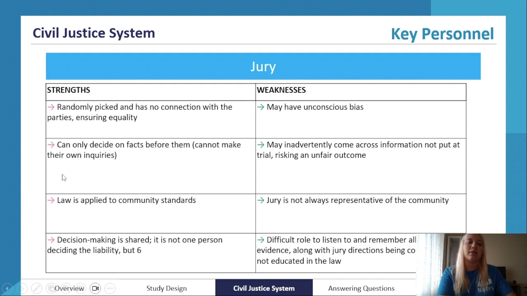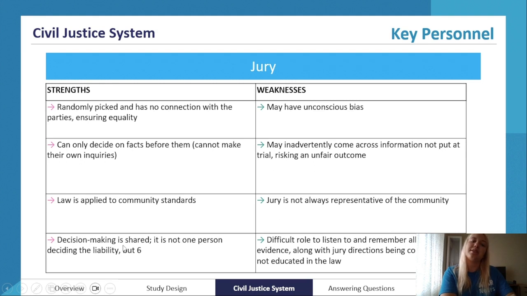So some strengths. We ensure that there's no bias because they're randomly picked from the electoral roll and they will have no connection to the parties. They can only decide on the facts before them and based on facts of law. So they're also prohibited from making their own inquiries, talking about the case, or accessing any information about the case while they're part of a trial.